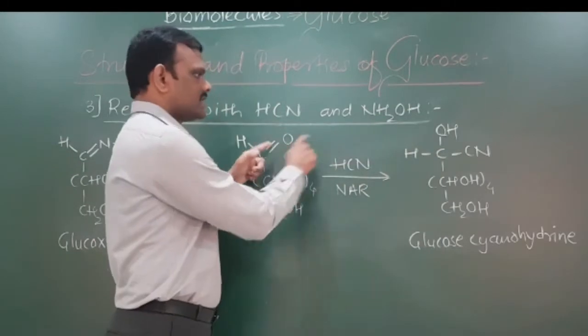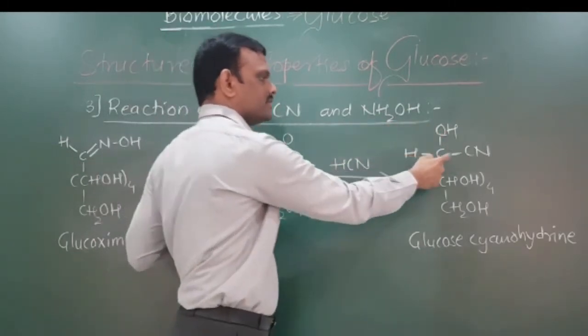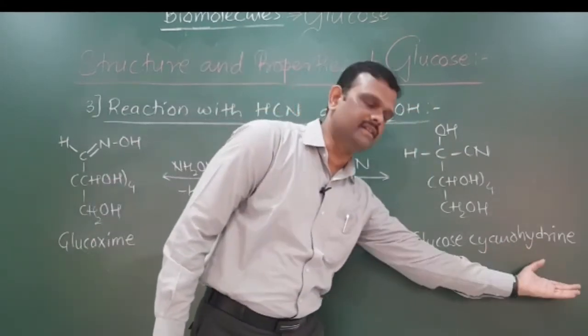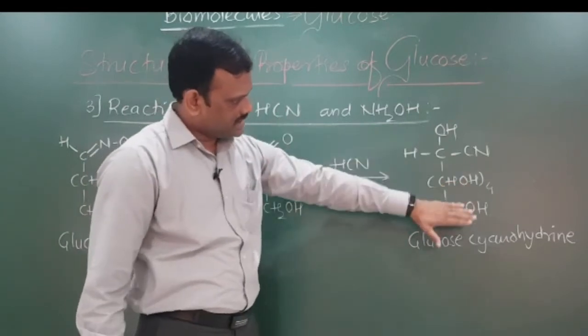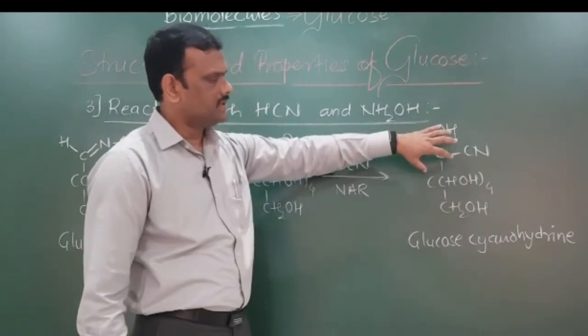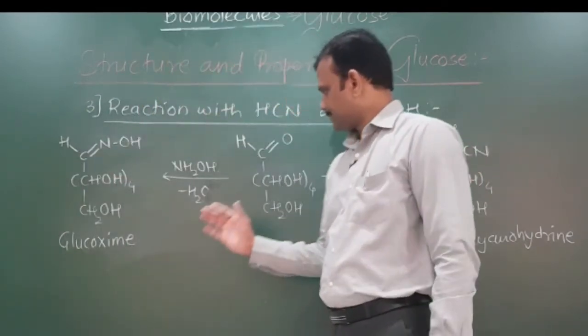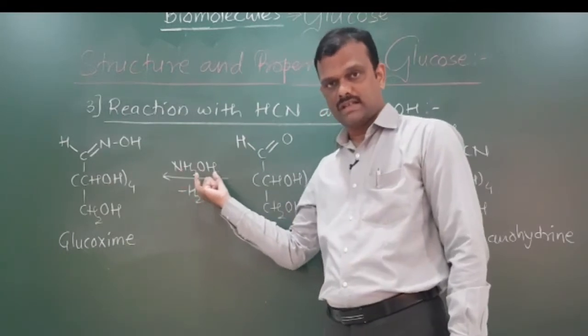That means this O gets converted to OH, the double bond breaks and the cyano group links to this carbon. You will get glucose cyanohydrin. This is the product. There is no change in this group. Only the aldehydic group undergoes this change. First part. Now second part, glucose is the starting compound. You have to react it with hydroxylamine.